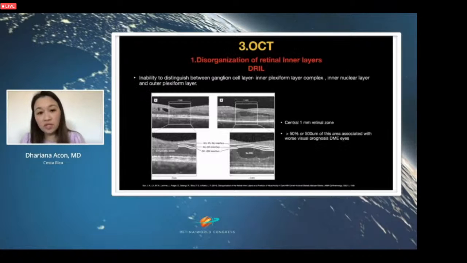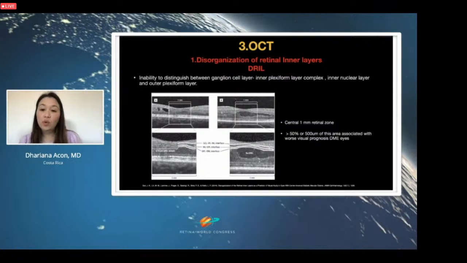And then I'm going to focus more on OCT. We have different biomarkers. I'm going to start with DRIL, which means disorganization of retinal inner layers. We know that the definition of this is that we cannot distinguish between the ganglion cell layer, inner plexiform layer complex, inner nuclear layer complex, and outer plexiform layer. As you can see in the image on your left, there's a patient with DRIL, and we cannot identify or distinguish between these layers of the retina. On the right, you can see a patient without DRIL.